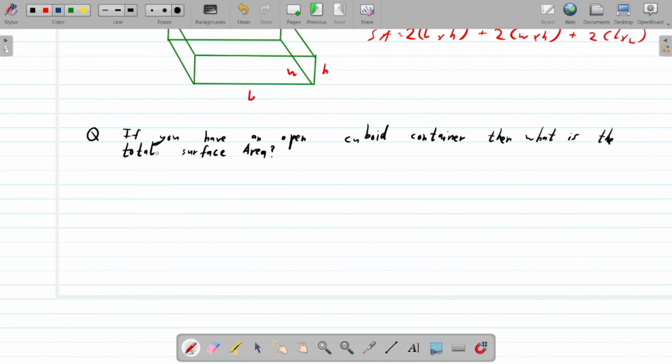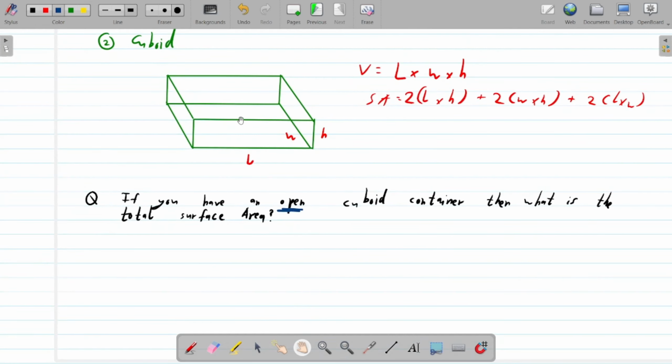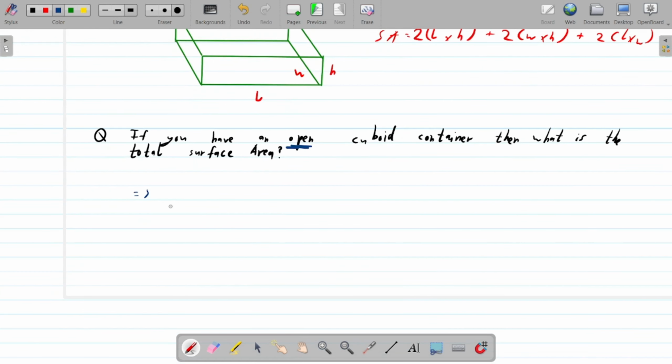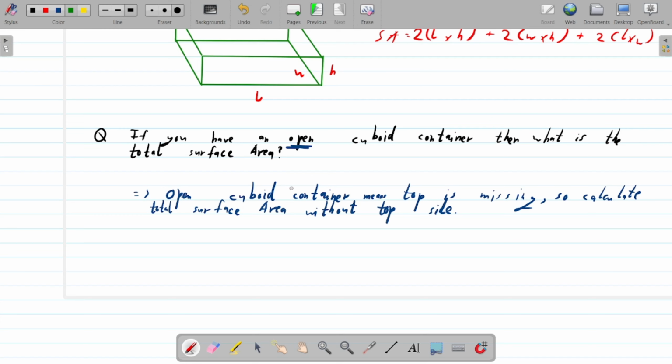Now let's see a question. Someone says if you have an open cuboid container, then what is the total surface area? Now what do they mean by an open cuboid container? An open cuboid container will basically mean that the top is missing. So you only have the 2 sides on the front and back, on the sides, and the bottom. So open cuboid container means that the top is missing. So basically we just calculate the total surface area without the top side.